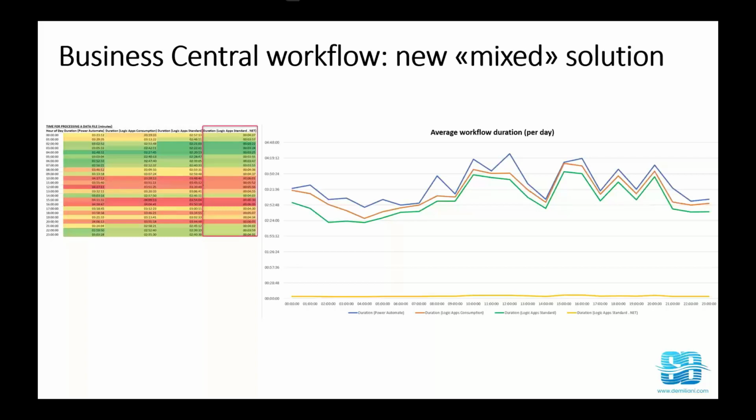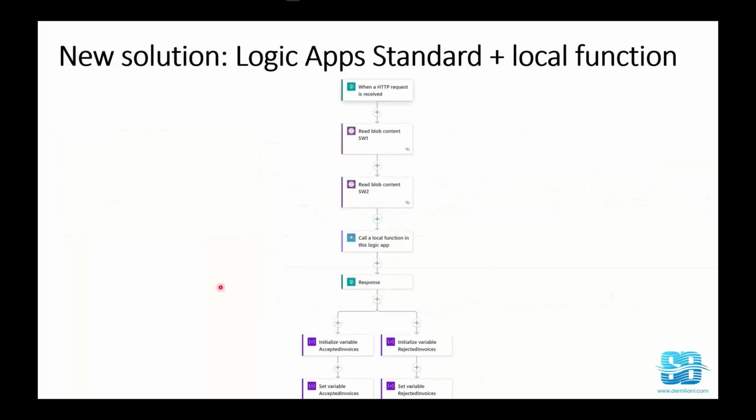And the new solution is something like that. So it's a more linear workflow that here does something magic. So it calls a function inside this logic app. And this was the killer feature that permits us to gain performance inside these workflows. And how is this done?